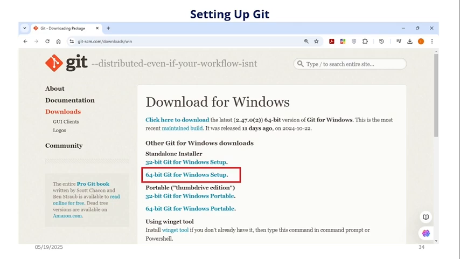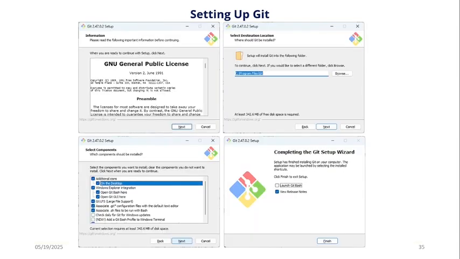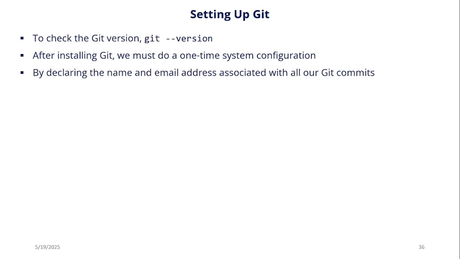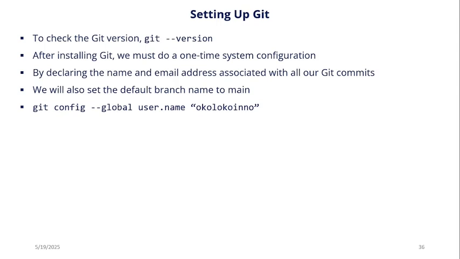You can just go to the Git website and download for your system. Download a copy, follow the instructions. In most cases, the instruction is you just answer yes, yes, yes until you get it installed on your system. So after you have finished installing Git successfully, you can check it in your terminal to know which version that you have there. And then you should also do a one-time system configuration by declaring the name and the email address that you want to be associated with all your Git commits. We'll also set something called the default branch name to main. So these are the commands we are going to use.